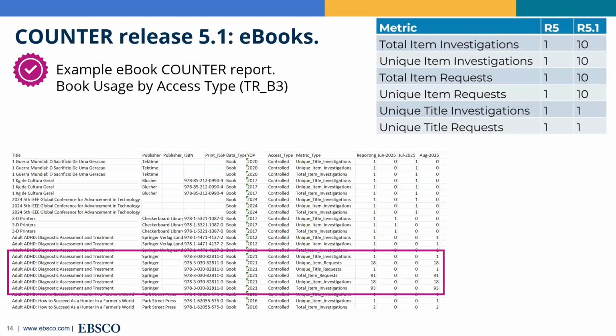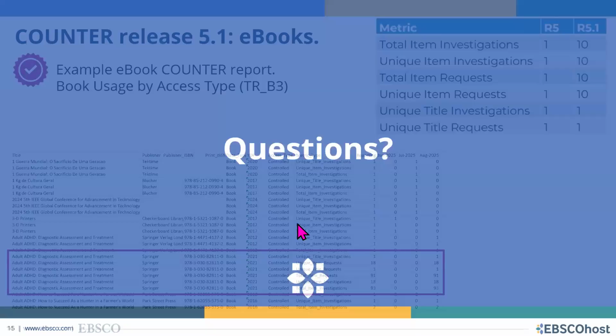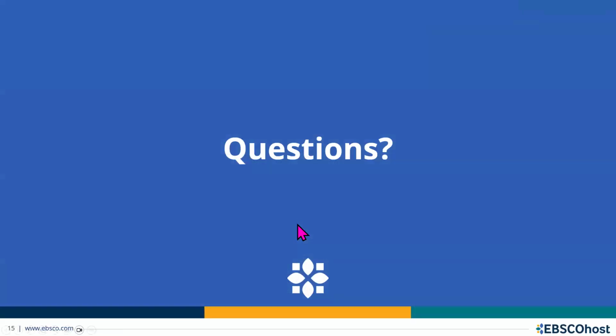So COUNTER 5.1 was released around February. It was released really in January, but you started to see this 5.1 in the usage reports around that February timeframe. So just letting you know that's a change now that you will see. And that takes me to the end of the session. So I'm just going to pause here and see if anyone has any questions about any of the items that I've covered today.